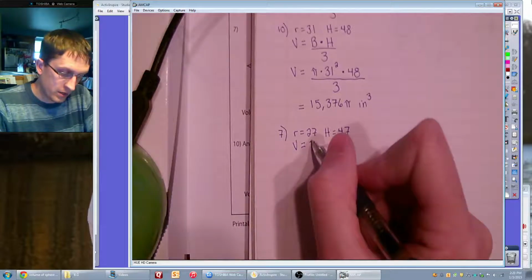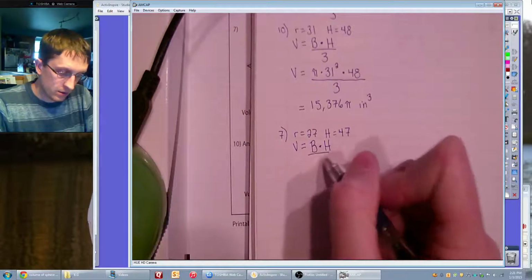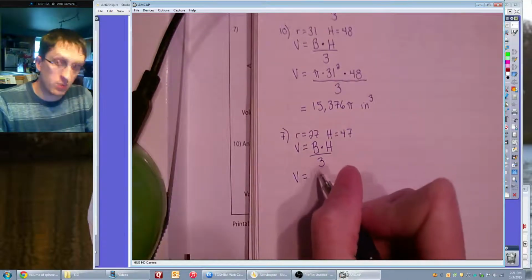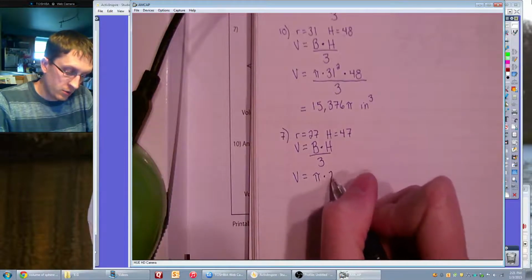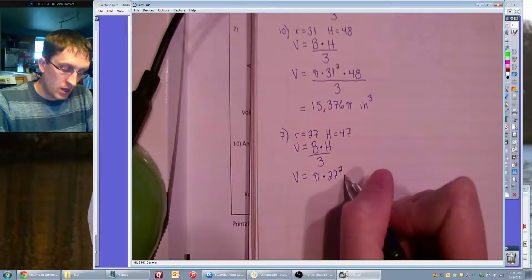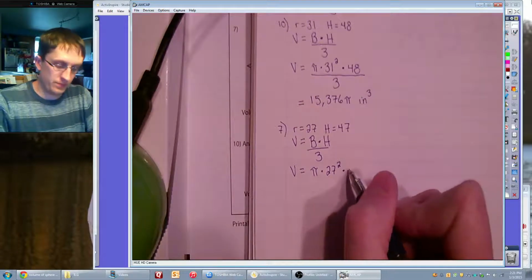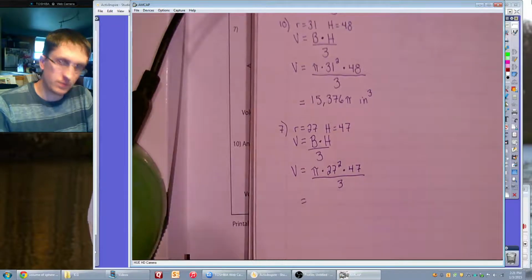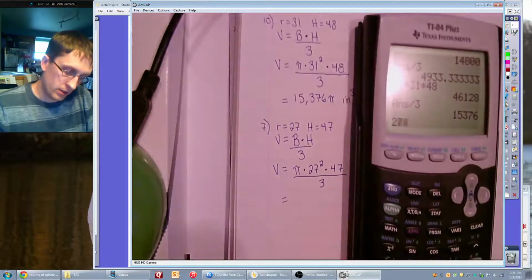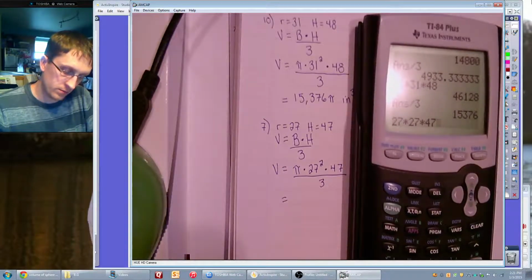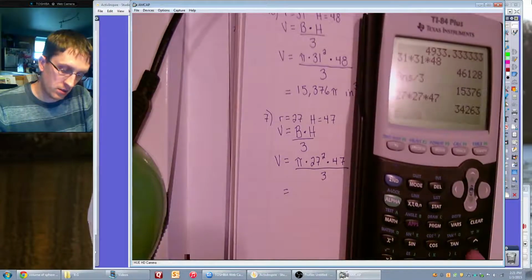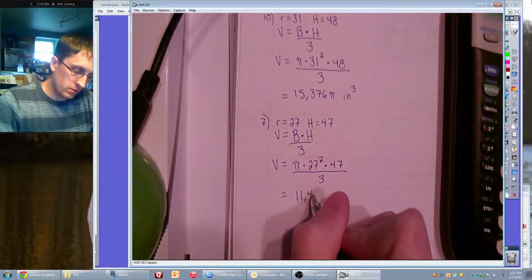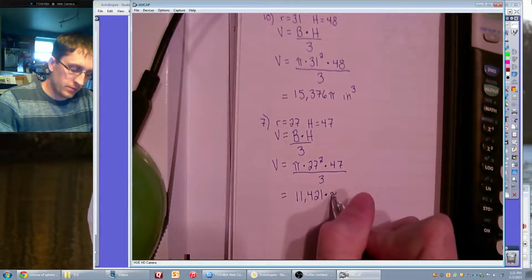Volume equals the area of the base times its height divided by 3. The area of the base is equal to pi times radius squared. Pi times 27 squared. The height of the cylinder is 47. And I'm going to divide all of that by 3. Calculator work here, 27 times 27 times 47 equals 34,263. See if that divides by 3. It does. 11,421 times pi.